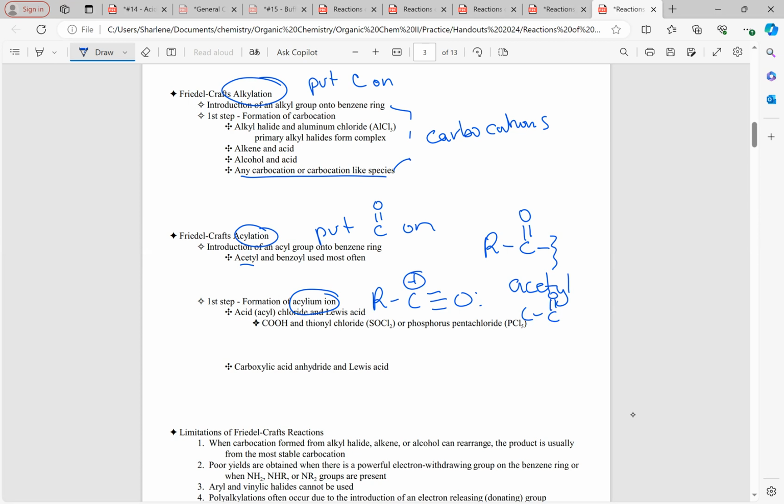Okay, how are we going to make the acid halides? Because that's not something you usually just go grab off the shelf. They're so reactive. So you can take a carboxylic acid with either thionyl chloride or phosphorus pentachloride, and you can create your acid halide first, or you could use an anhydride.